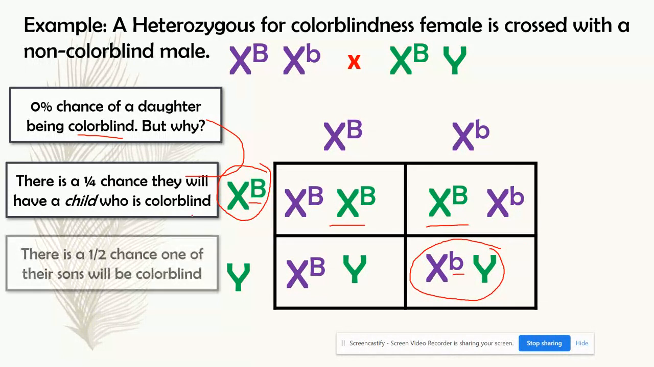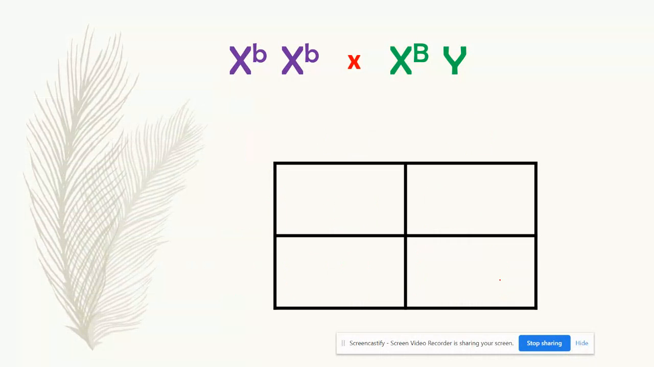So now if you are specific to males, like if you were to ask what's the chance of a son being colorblind, well, out of the 2 options for sons, there's a 50% chance a male will be colorblind from this couple. Okay, so here's my last example.